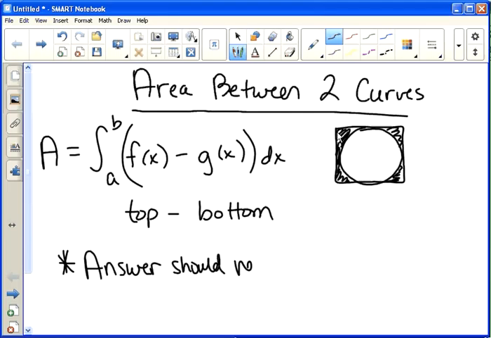It is possible when you're just doing a regular area problem, in other words, area under a single curve, it is possible to get a negative, but when you're doing the area between two curves, your answer should never be negative. And in fact, if you do get a negative answer, what's probably happened is that you put the wrong thing first and you switch this order. So if you do get a negative number, go back and double check that. And we'll talk about how to make sure you know which one's on top in just a minute.